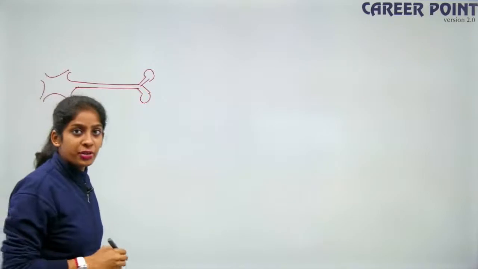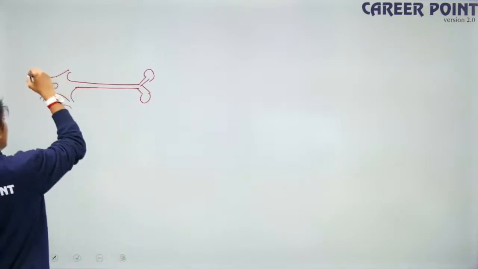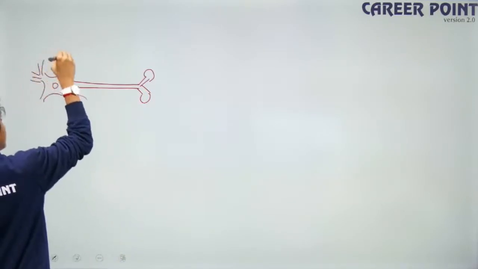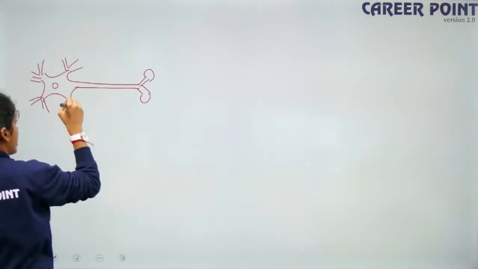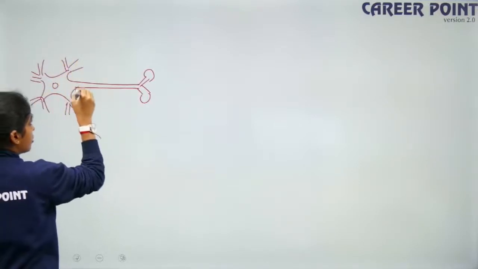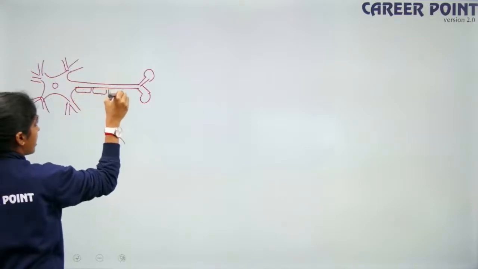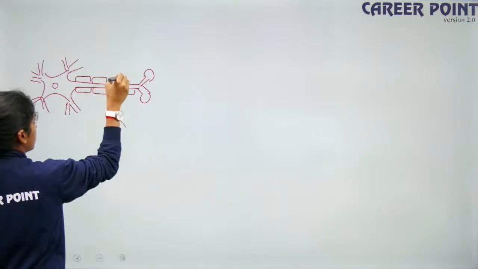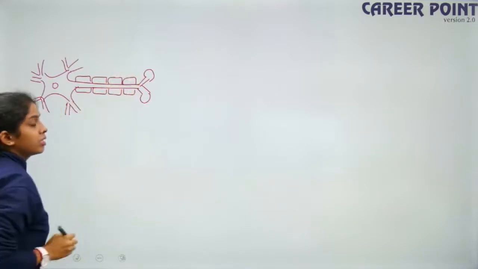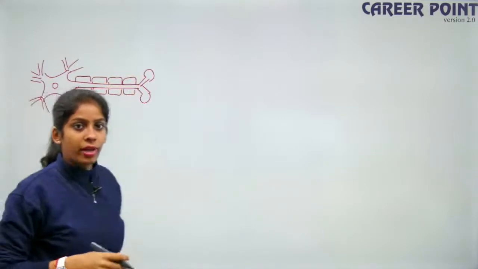So this is one neuron, right? The parts of the neuron, I hope you guys remember. We have the cell body, cyton, axon and dendrites, right? Your axon also has a myelin sheath. Yes? Okay.